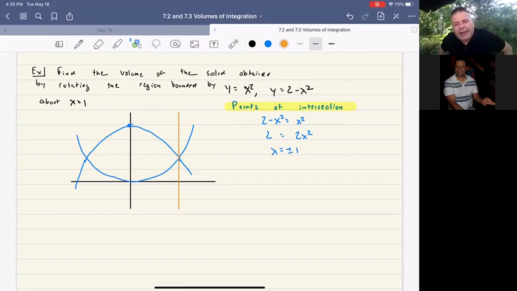Okay, now I can sort of see already, from here to here, this is pretty easy to see. This is easier done as a cylindrical shell. So let's set that one up first.